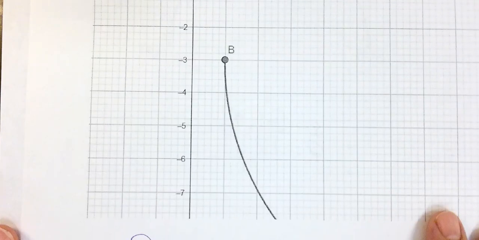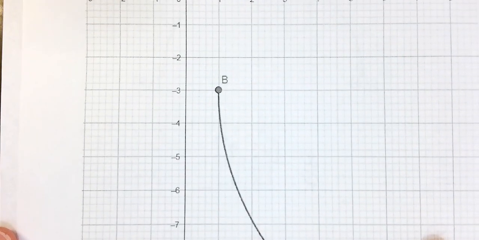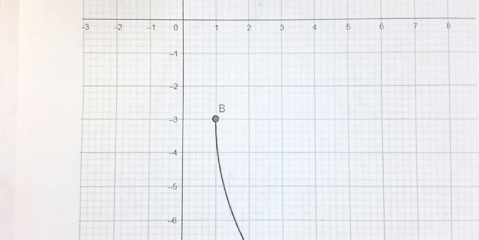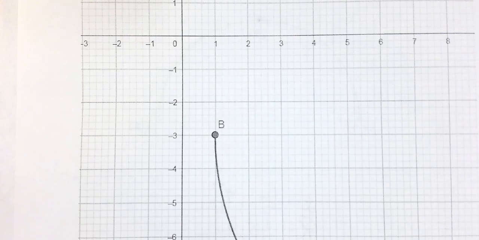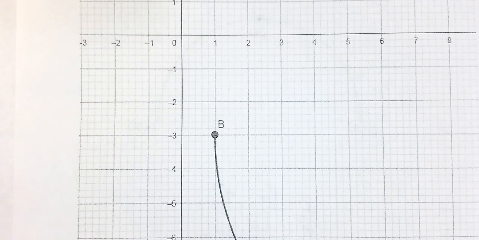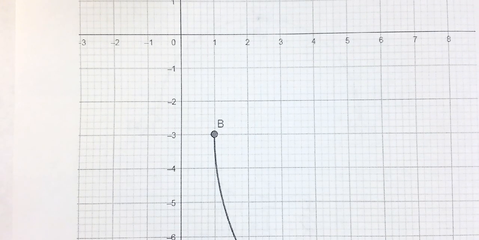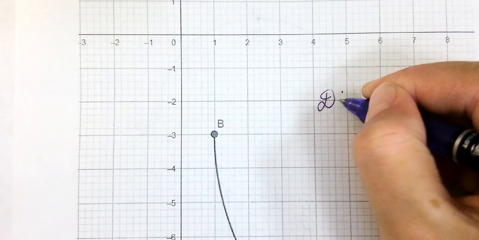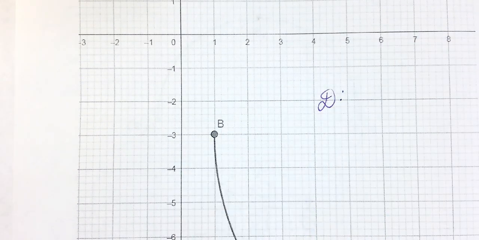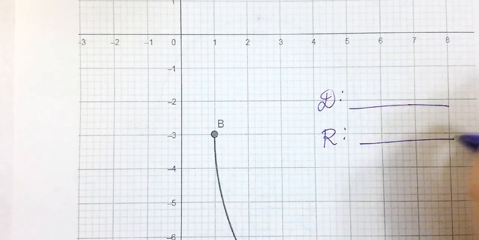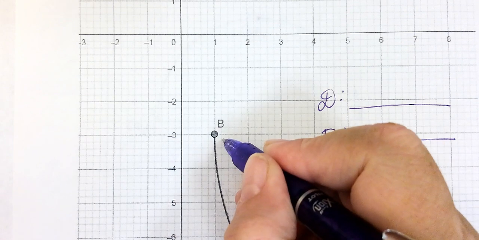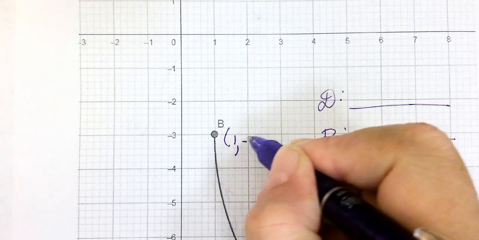This one's a little different. Okay, let's see if we can move it down a little bit. All right, so on this one, this one's different, right? So I don't have a start and an end. It just kind of goes off to the right. But we can label the point we know. So this point here is going to be 1, -3.